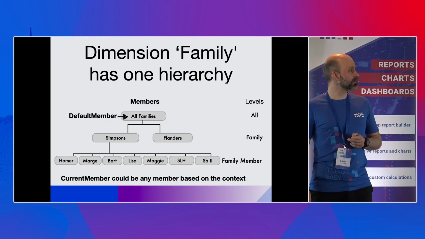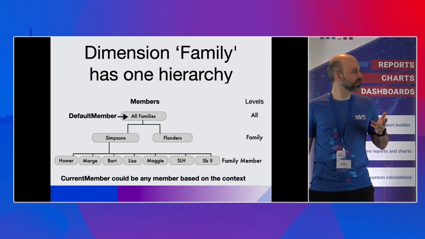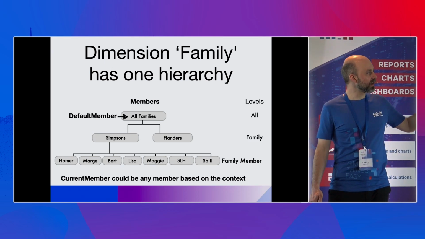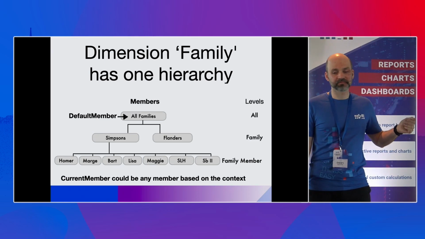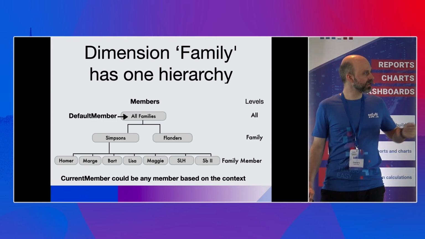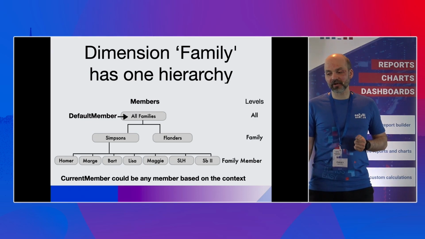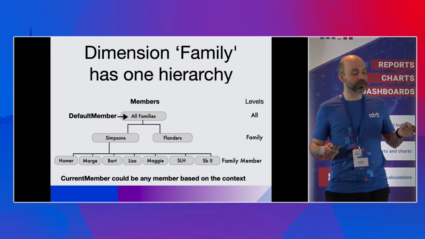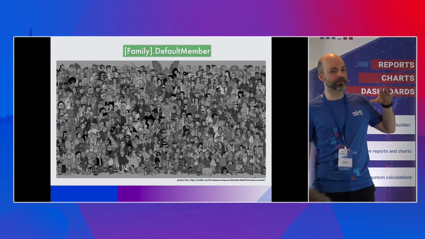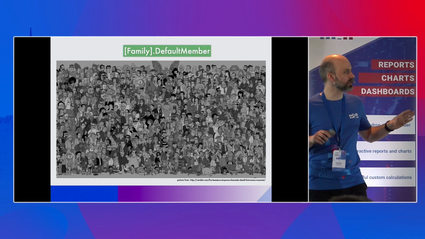So, for example, dimension family has one hierarchy. It has like all families, specific family, and then family members as such. Any of those 10 displayed dimension members could be a current member depending on report context. So this is a default member, which is all characters or all members of the dimension.